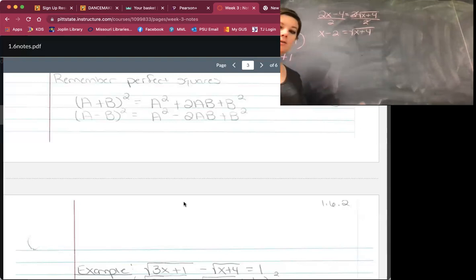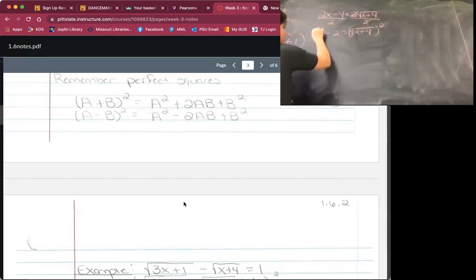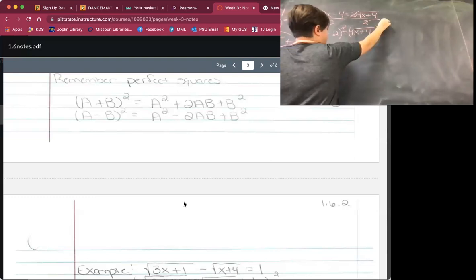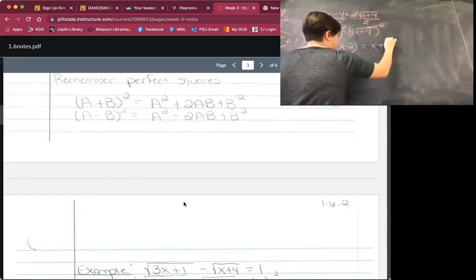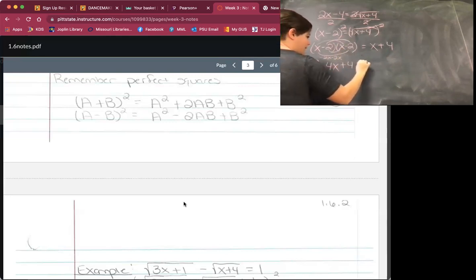So going back to step 2 then, I raise both sides to that power. I square both sides. Now this problem is almost exactly like our first problem, because I'll have x minus 2 and x minus 2. And then squaring a square root makes it go away, where I have an x plus 4 on the right. I have to FOIL. X squared minus 2x minus 2x will give me a minus 4x plus 4 equals x plus 4.